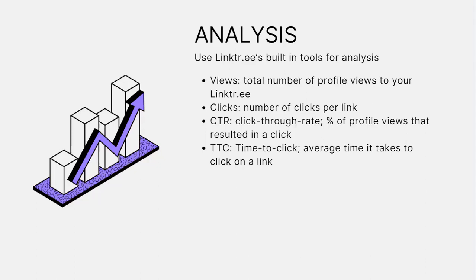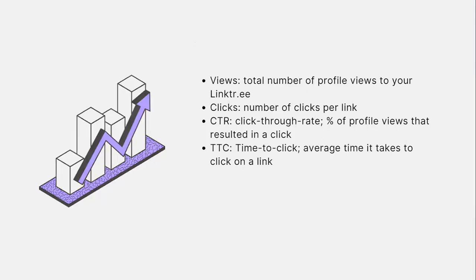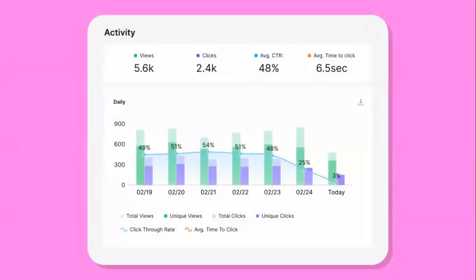Just another note that TTC can help figure out if you have too many links. If you're like, ooh, why is it taking so long to click on this one? Or if your descriptions are too long. Remember, we want short, succinct link titles. So this is what that would look like. We have our views, our clicks, our average CTR is at 48%, and average time to click is 6.5 seconds, which is pretty quick. And then we'll get this nice chart to see how it changes from day to day.